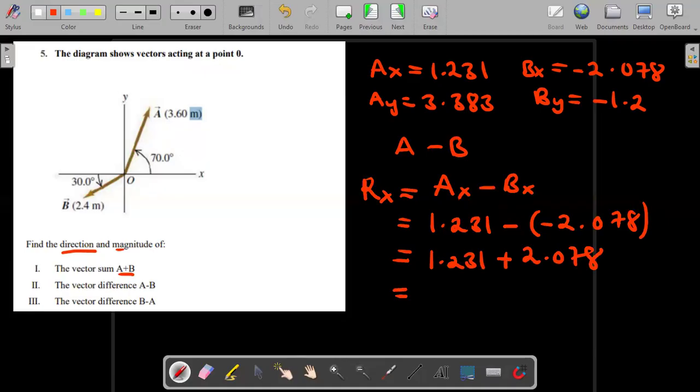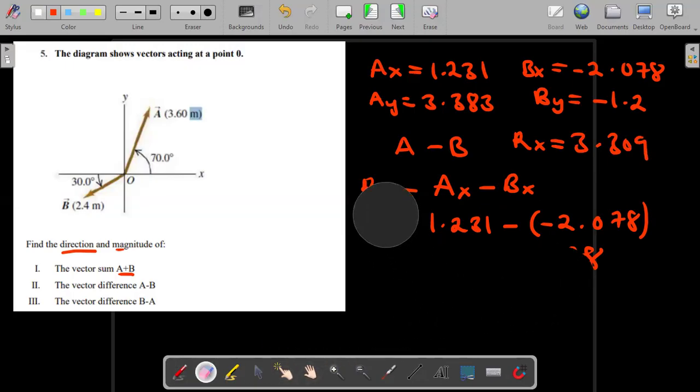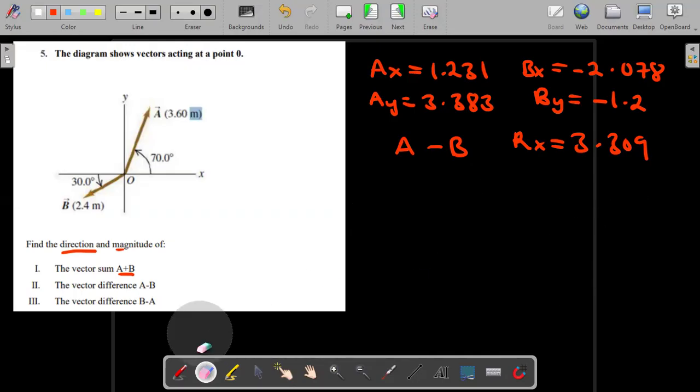So I can add those two: 1.231 plus 2.078, like that. And this will be equal to 3.309. So the resultant x is equal to 3.309. Okay, now we do the same. We find the resultant in y. So the resultant in y, RY, is going to be equal to AY minus BY, like that.